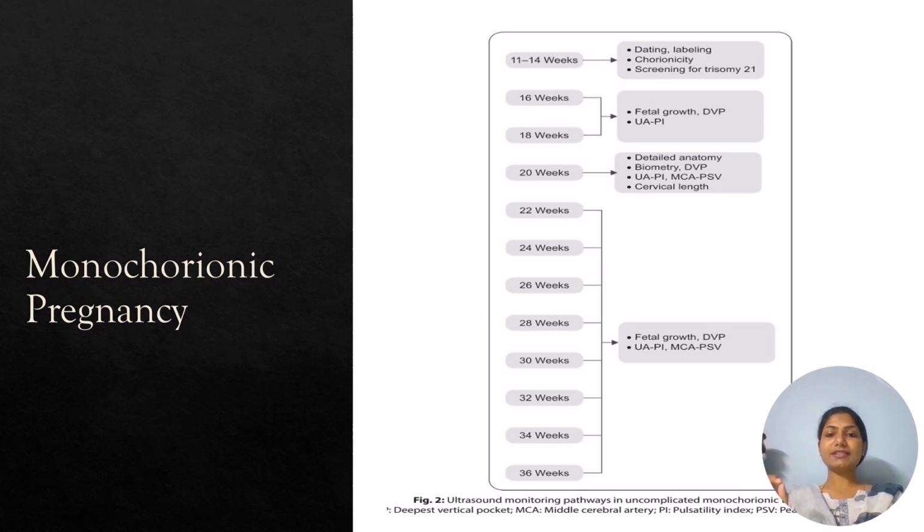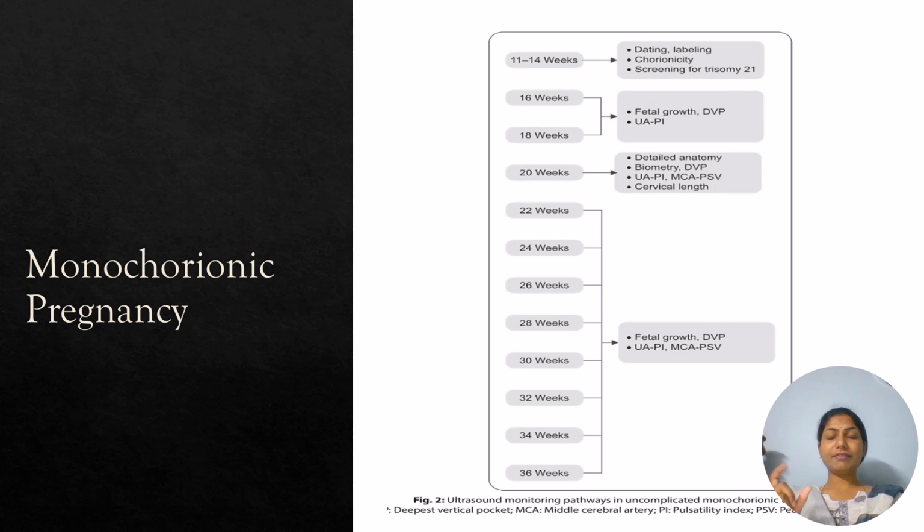So between 16 to 18 weeks, we have to see the fetal growth, the deepest vertical pocket, and the umbilical artery pulsatility index. And at 20 weeks, we do a routine anomaly scan for both the twins, define its biometry, single deepest vertical pocket, and the Doppler in the form of umbilical artery PI and the MCA PSV has to be done, and the cervical length assessment should be done.